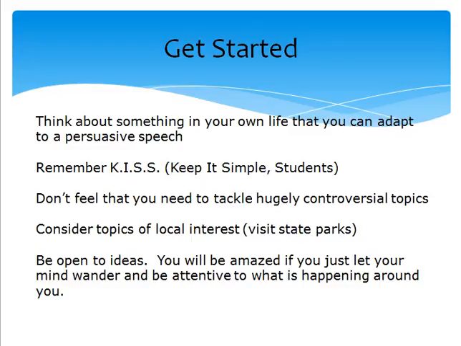You'll be amazed if you just let your mind wander and be attentive to what is happening around you. You might see something, you might hear something on the radio, you might be at a store, and think, oh, I didn't think about that before. That might make an interesting persuasive speech topic. As always, if you're having any trouble, please contact me, but just please don't delay. Get started thinking about those topics now.